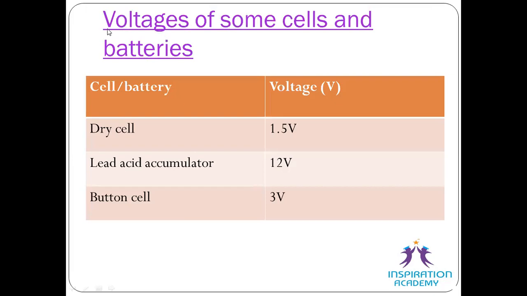Now let's talk about voltages of some cells and batteries. Here is the cell or the battery and here is the voltage. A dry cell carries a voltage of about 1.5 volts, a lead acid accumulator 12 volts, and a button cell 3 volts.